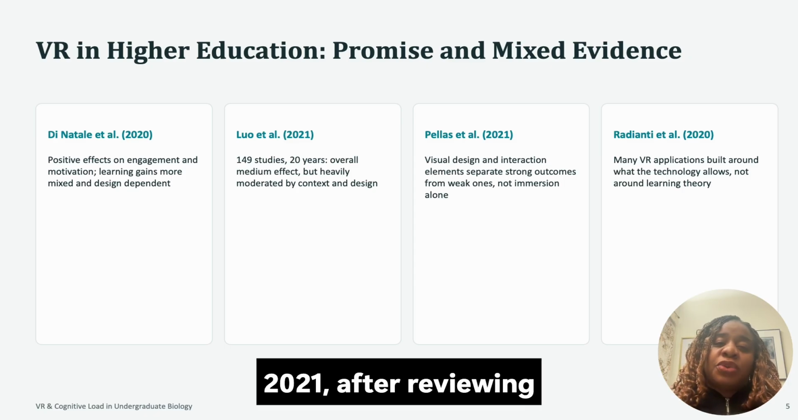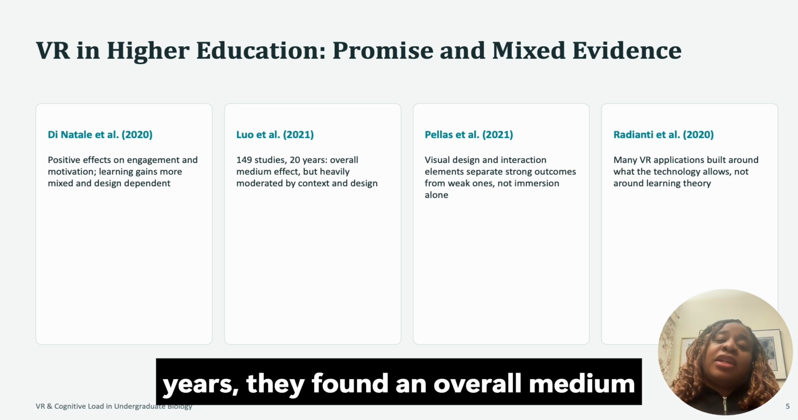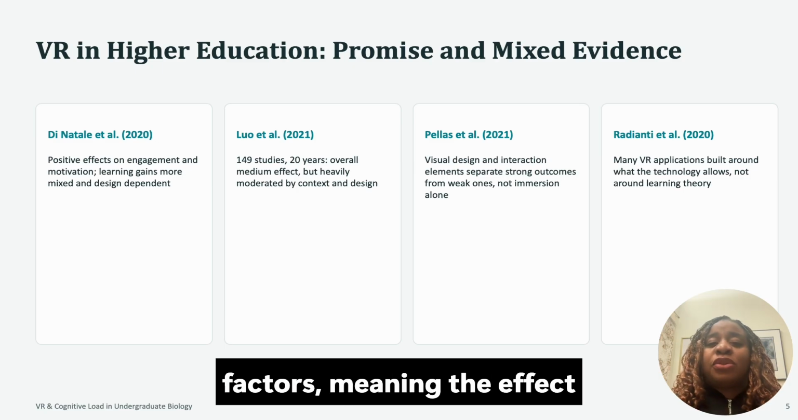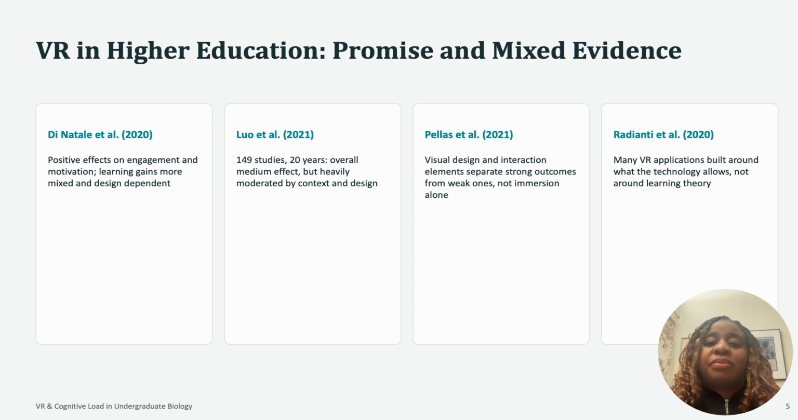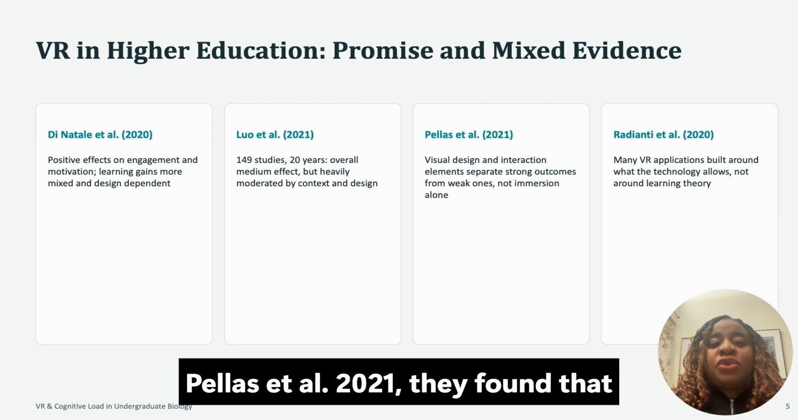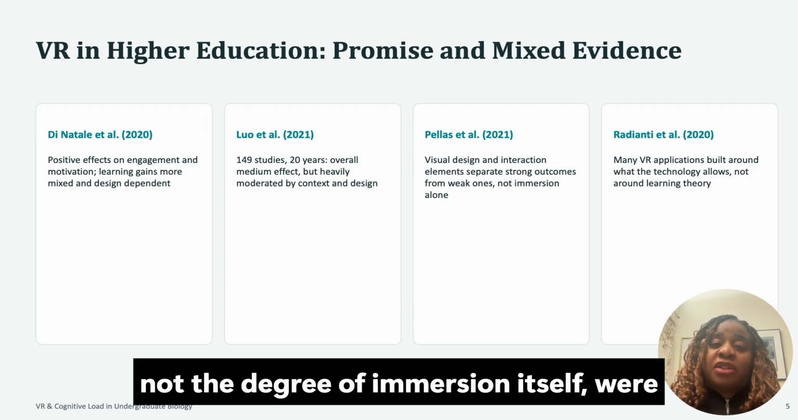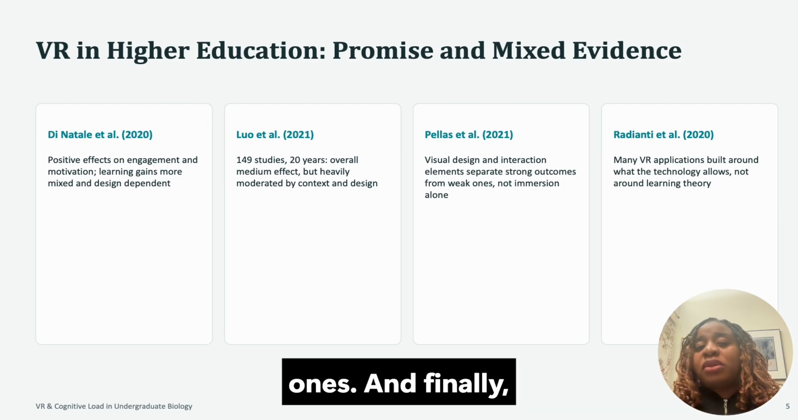Luo et al. 2021, after reviewing 149 studies that spanned over 20 years, found an overall medium effect but with substantial moderating factors, meaning the effect size really depends on how the VR was built and used. Pellas et al. 2021 found that visual design and interaction choices, not the degree of immersion itself, were what separated strong outcomes from weak ones.